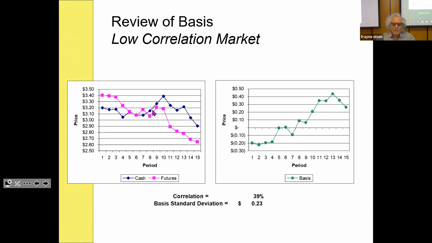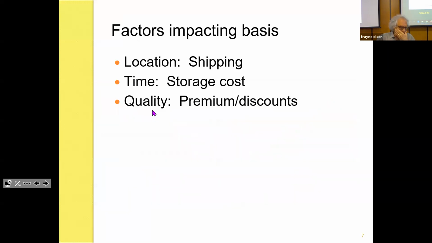And in fact, sometimes in this part of the country, we have as much volatility in the basis as we do in the underlying futures market. That's not true today because we've had a pretty stable basis the last few months. So we say the basis is impacted by three major components: shipping, storage, and premiums and discounts for quality. I'm going to talk about each of these in my presentation and allude to how they have an impact on it.